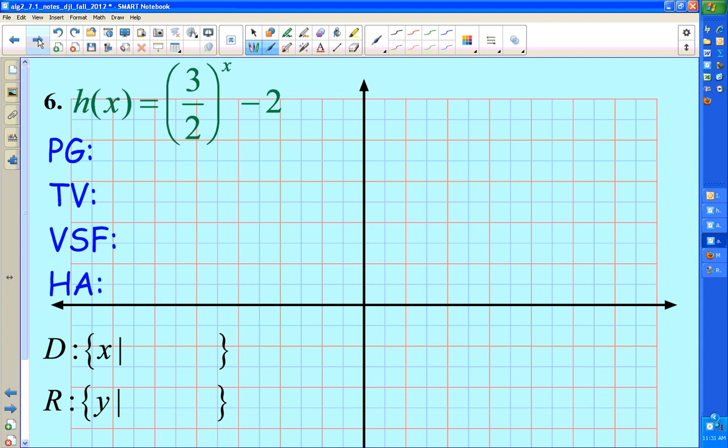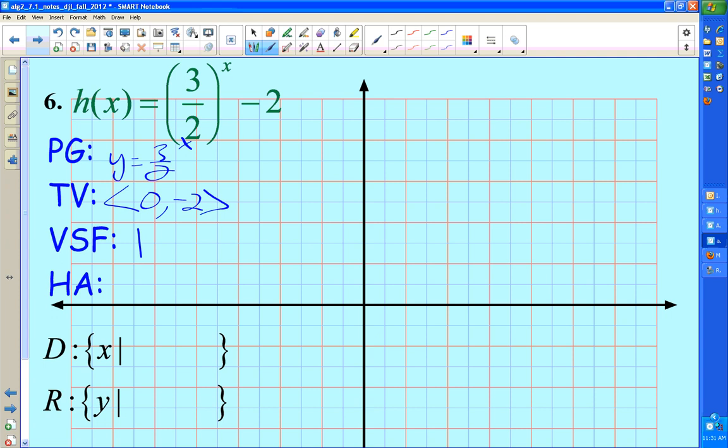So this one has a base of 3 over 2. That means that's your parent graph, 3 over 2 to the power of x. The translation vector, nothing's being done with the x, so it's 0, and then after the function is the negative 2. We have no vertical stretch factor, and your horizontal asymptote.